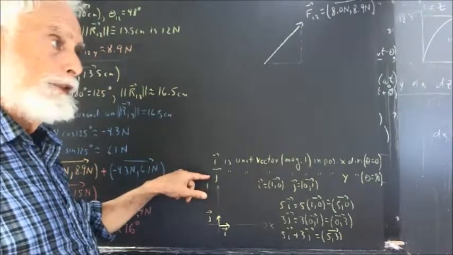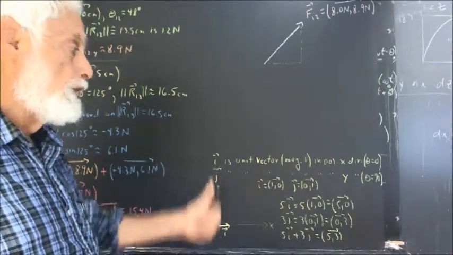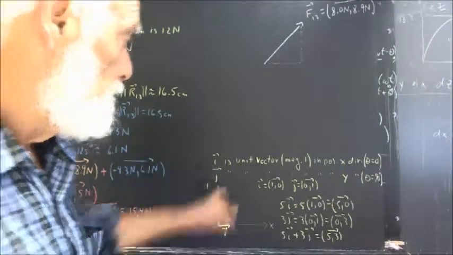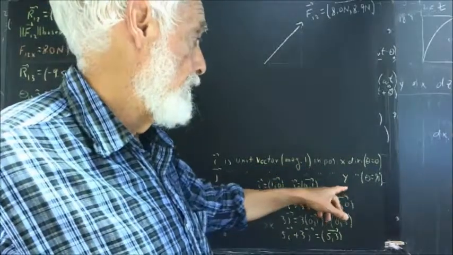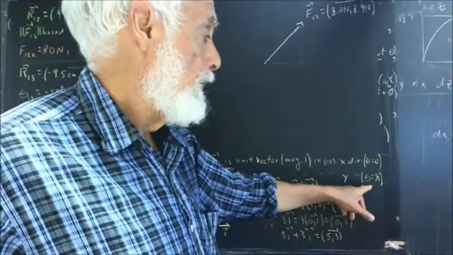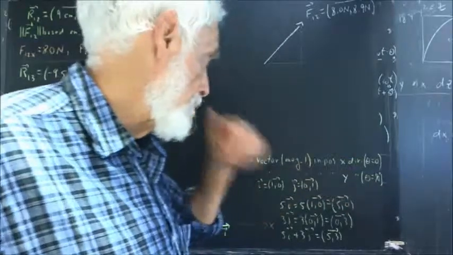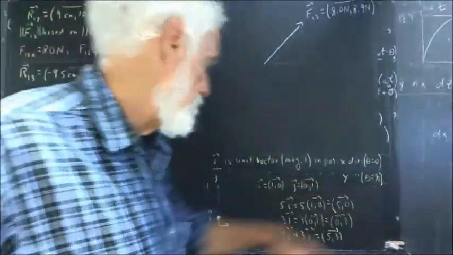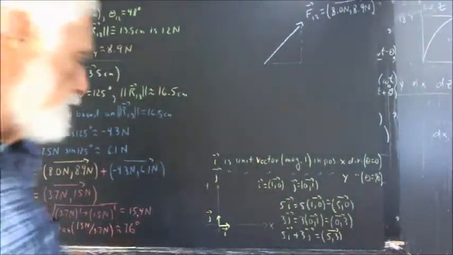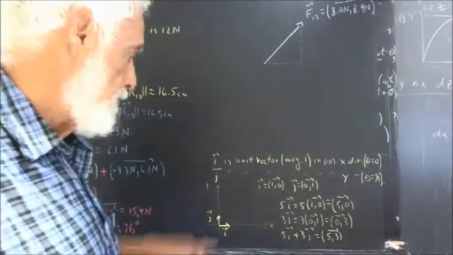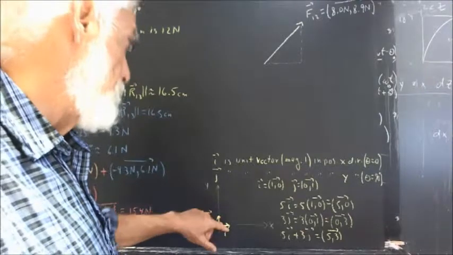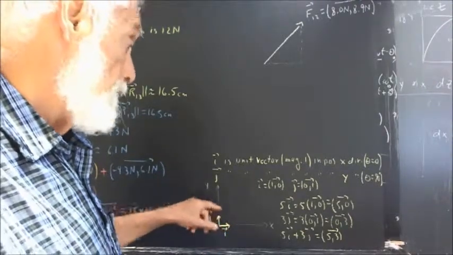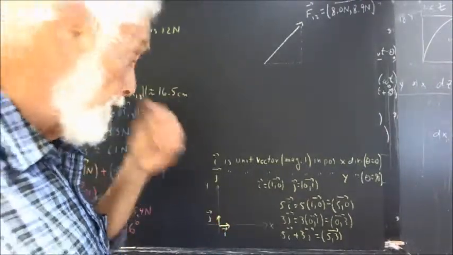The J vector is similarly defined, but it's in the y direction. So it's a unit vector of magnitude 1 in the positive y direction. Theta in this case is 90 degrees. I don't know if you can read that 90, it's pretty badly written. But that should be obvious, knowing that the J vector is in the positive y direction, that it makes a 90 degree angle measured counterclockwise from the positive x-axis.